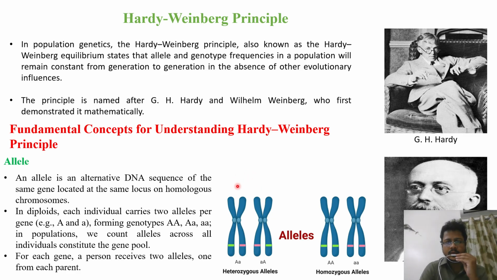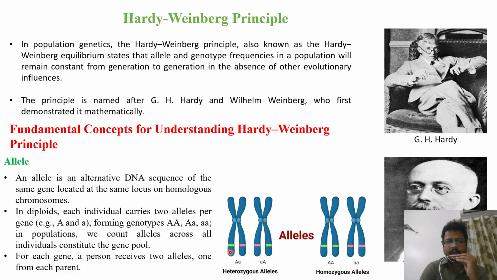So these are the homologous chromosomes, and the allele is the alternative DNA sequences which you can see located in the same gene locus. So this is capital S, small s. So these are two different types of the DNA sequences. This is one form of the DNA and this is its alternative form of the DNA. This is called alleles.